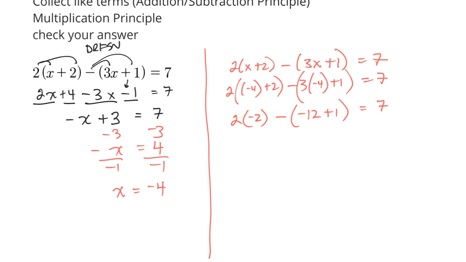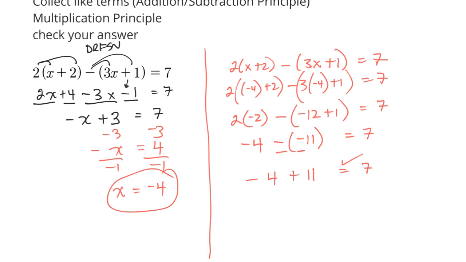See, I'm slowing down, just doing one step at a time. 2 times minus 2 would be a negative 4. Here, minus negative 12 plus 1 is negative 11. It's equal to 7. And now these two minuses will make a positive, so it's minus 4 plus 11. And that indeed equals 7. Therefore, an answer of x equals minus 4 is correct.